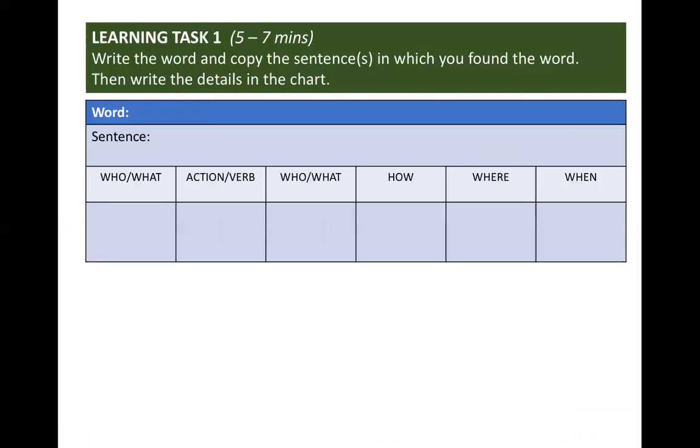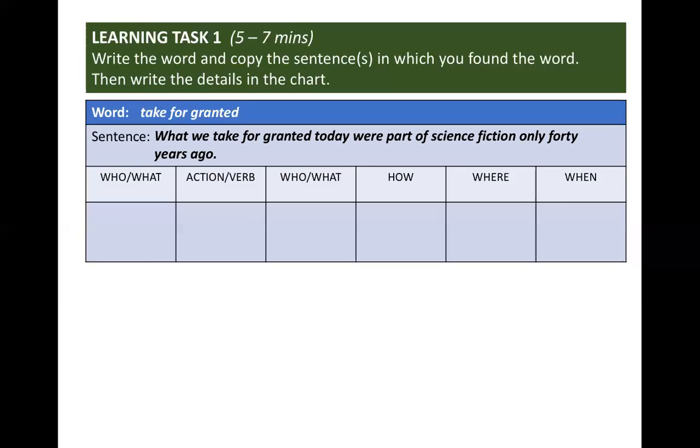You give them a couple of minutes or less to find a word, copy the sentence, and then break it apart into the simple sentence. So take for granted is one vocabulary item. The sentence is, what we take for granted today were part of science fiction only 40 years ago. If you notice the way I'm reading the sentence, it breaks a little bit for a microsecond after each detail. This is a tricky sentence because even though it's not a complex sentence, it uses a clause as one of the details. Let's have a look.